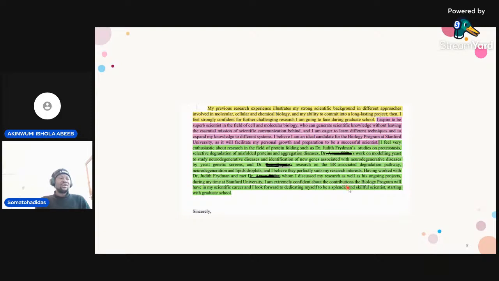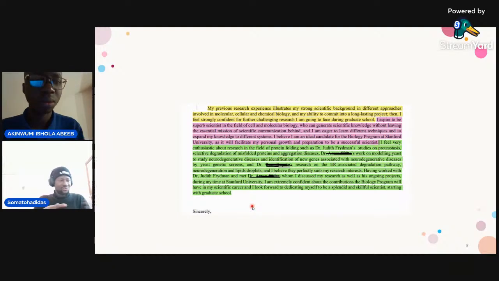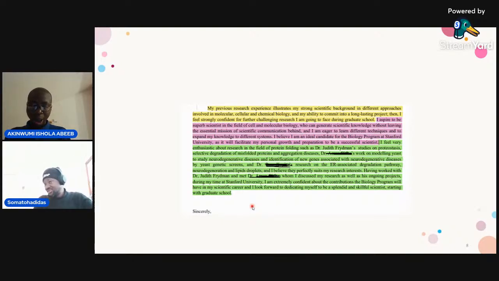"I'm extremely confident about the contribution the biology program will have in my scientific career, and I look forward to dedicating myself to splendid and skillful scientists." So he was able to tell how the program will contribute to his development and what he is also bringing. It's not only talking about what the school can do for him. He talked about what he's bringing to the school, with his wealth of experience.